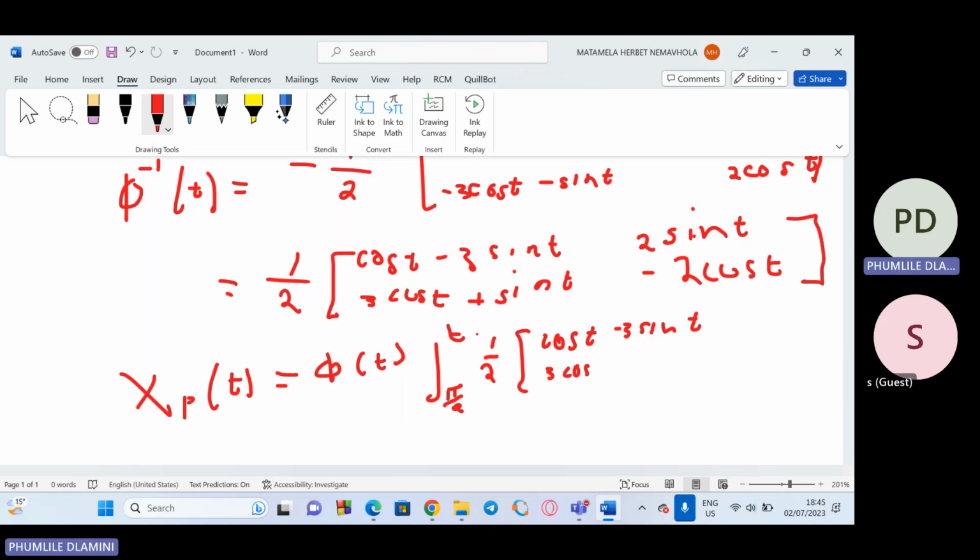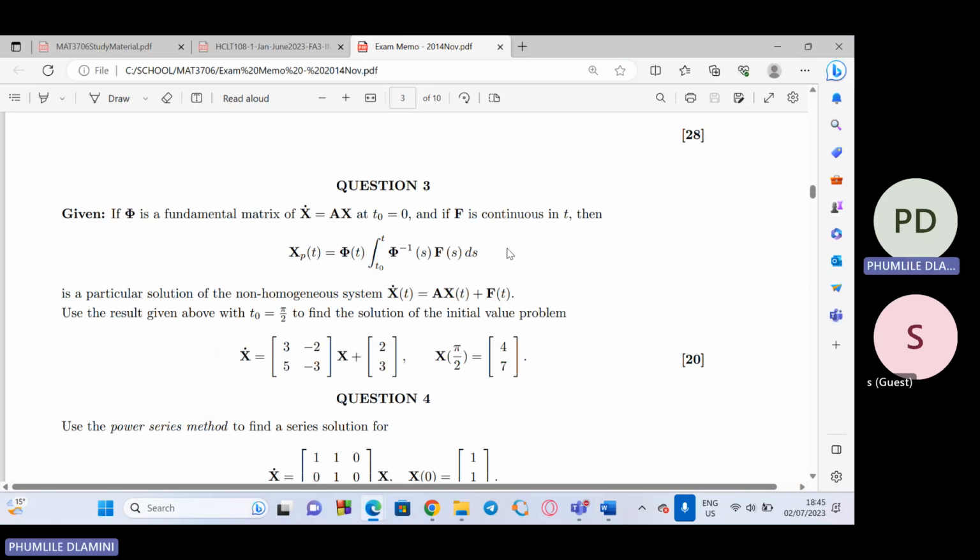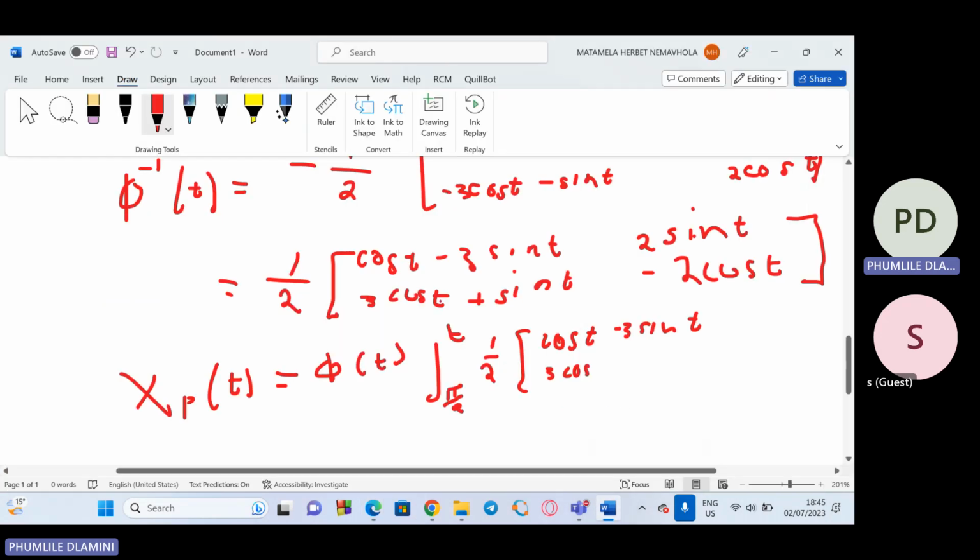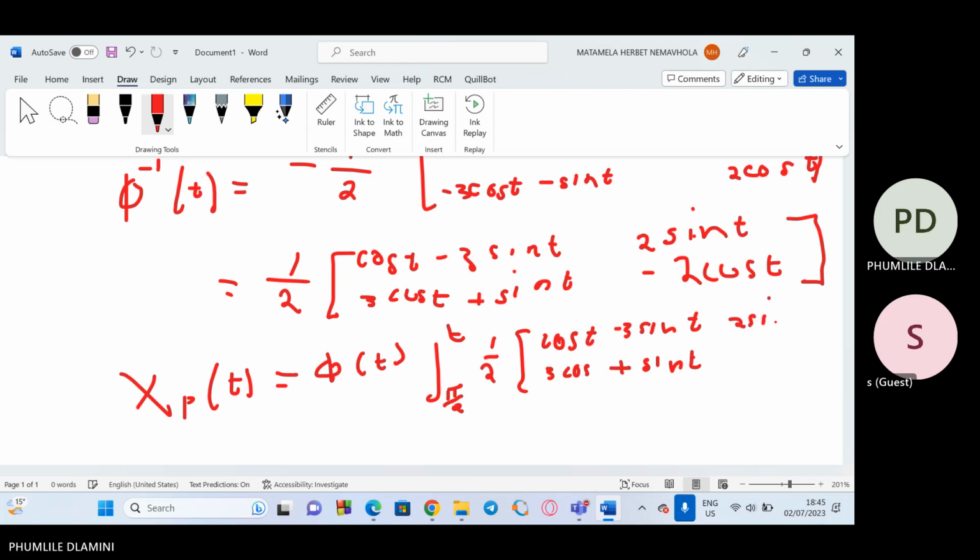All right. So what I'm doing, I'm using this formula. I'm just substituting what we have done. We have already found this one. Then when we substitute back into our equation, we just rewrite this matrix the way it is inside our integral. Then it's going to be plus sin t, and then 2 sin t minus 2 cos t. Everything that we are writing is just that due to space.